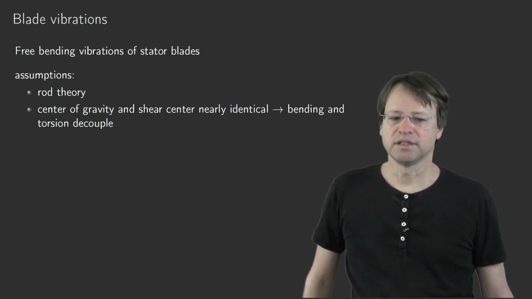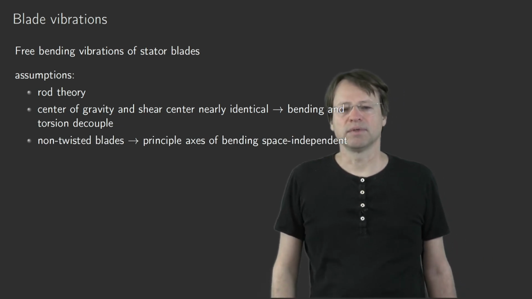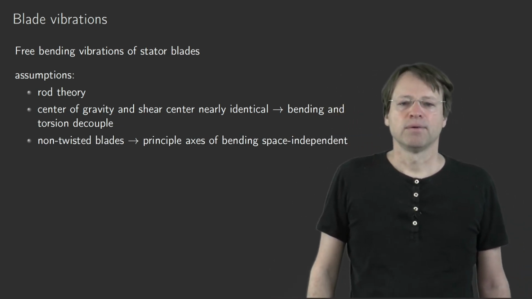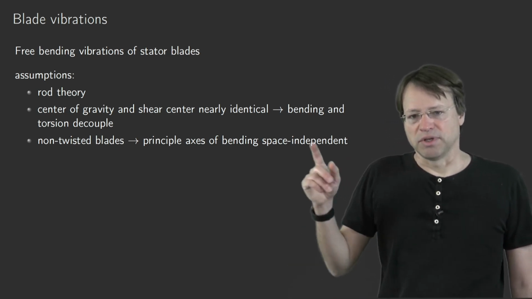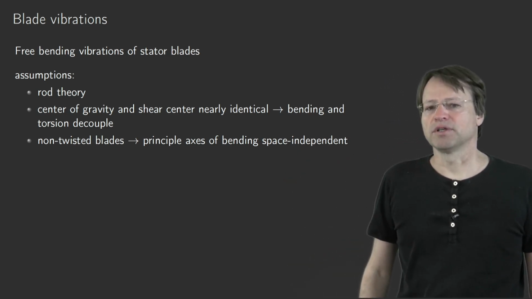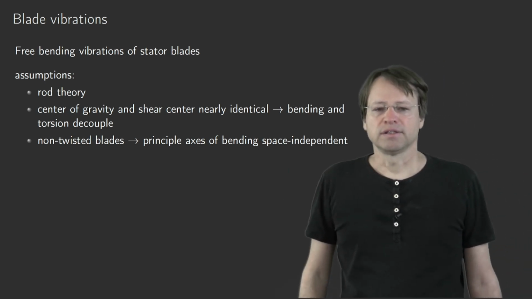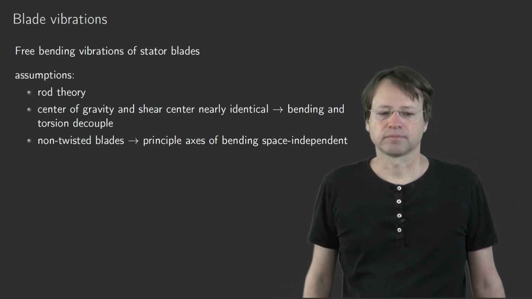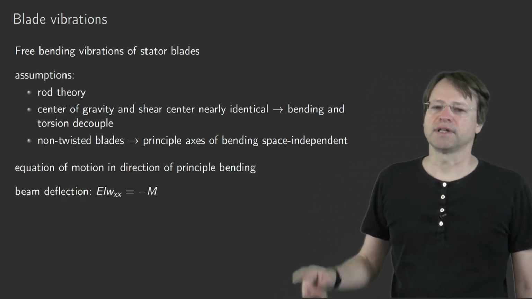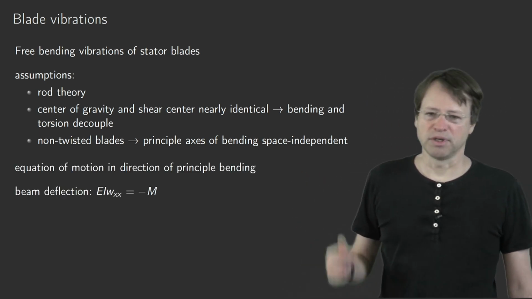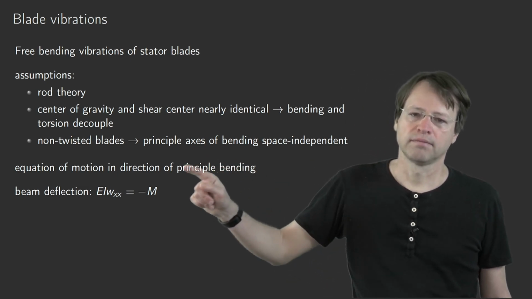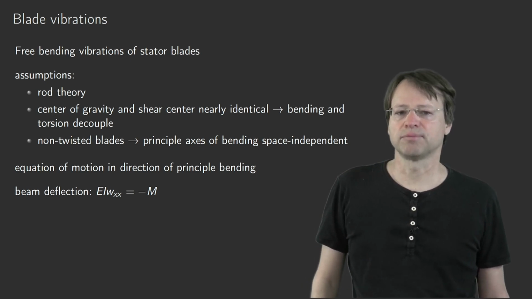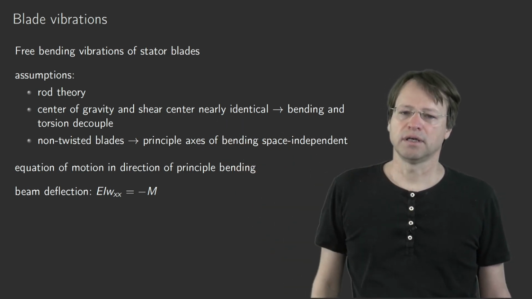When compared to reality, we will consider non-twisted blades, where the principal axes of bending are then space-independent. So the principal axis for the second moment of area that is needed for the bending stiffness. So then we are left with equations of motion in the direction of principal bending, so in the principal axis. Well, that's a short summary of what you have seen in the previous chapter.